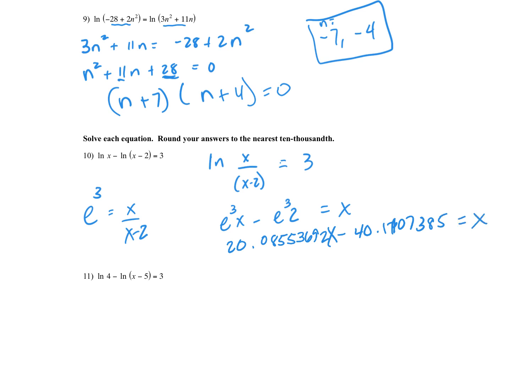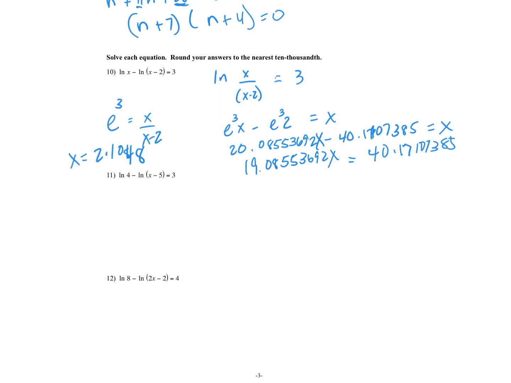40.17107385 equals x. So I would move this x over here and make it 19.08553692x equals that 40 number, 17107.385. And when you divide that by the 19 number, you should get 2.10. x equals 2.1048.